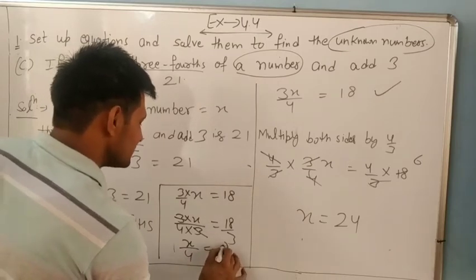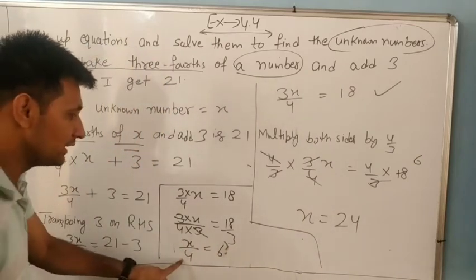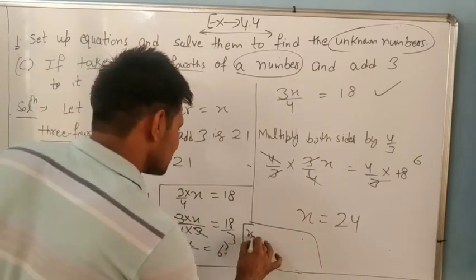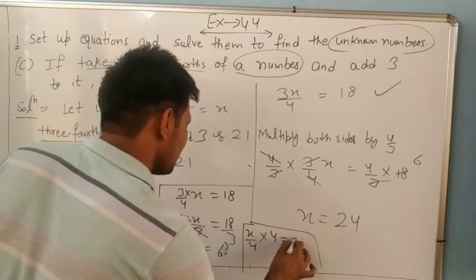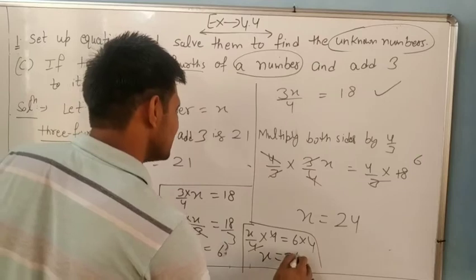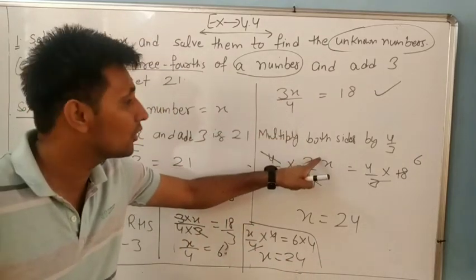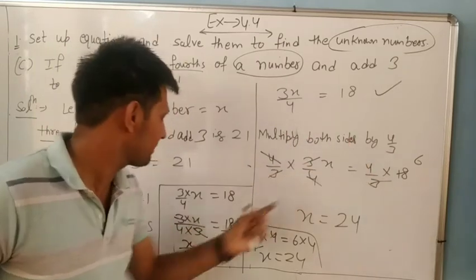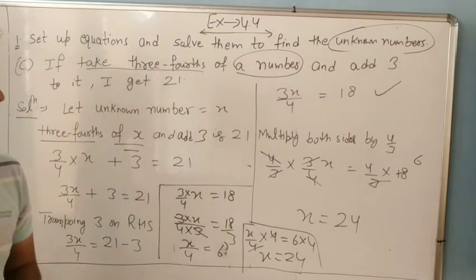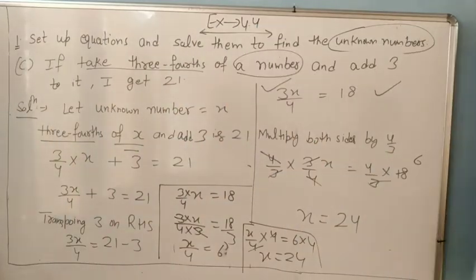18/3 means 6. Now what remains? 4 is here, dividing, so we multiply both sides by 4. 4 cancels 4. What is x? x is 24. Both are right, but I think this is the easy one because here we apply only one step and there we have to use 2 steps. So it is better. Solve it here, okay dear.